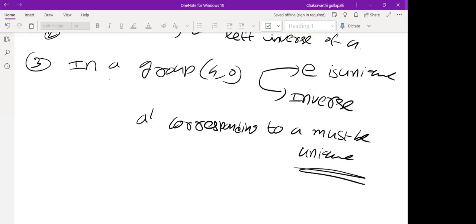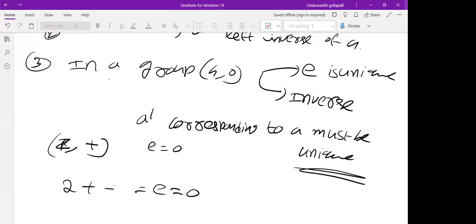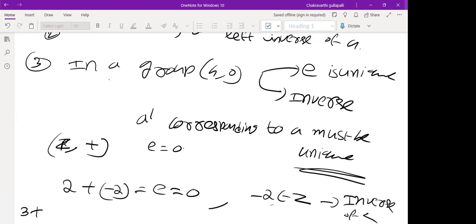For example, if you take Z comma plus, for 2, 2 plus something should be E, which is 0. For Z plus, identity is 0. So for 2, the inverse will be minus 2, because minus 2 is also there inside. It is the inverse of 2. But if I change the element, you may get a different inverse.